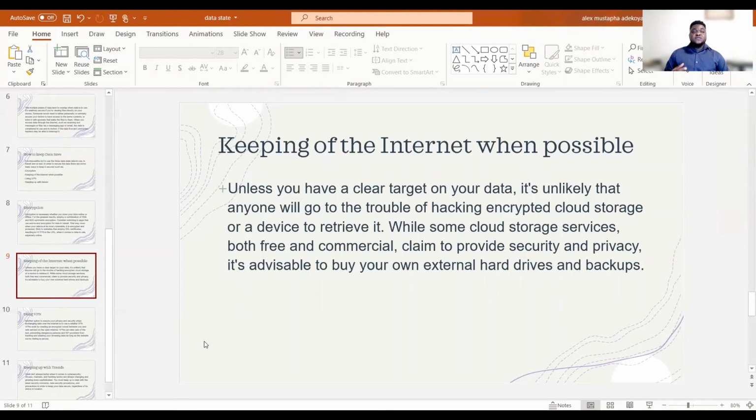instead of using services such as iCloud, Google Docs, Google Storage, and other types of cloud storage. Not that they're not good, not that they don't provide security, but it's always better to be safe than sorry, since they are still on a server and it can be hacked at any time. Although they tend to provide security and privacy, the best advice is, if you have very sensitive data, keep it on an external hard drive, or back it up on your flash drive, or whatever means of hard drive or hard copy you can get.